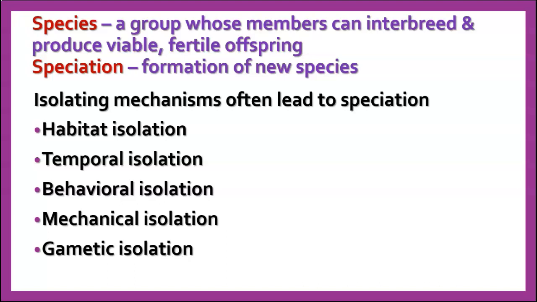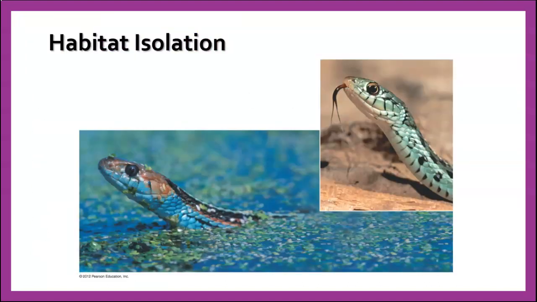These are various isolating mechanisms that often lead to speciation, okay? And some examples are habitat isolation, temporal, behavioral, mechanical, and gametic. So we're going to look at each one of those one by one.